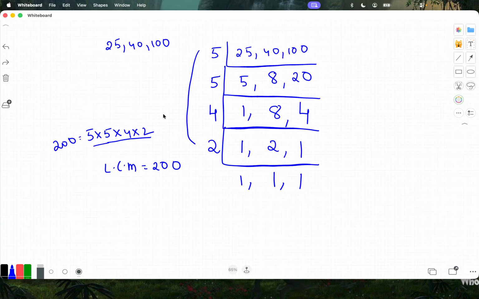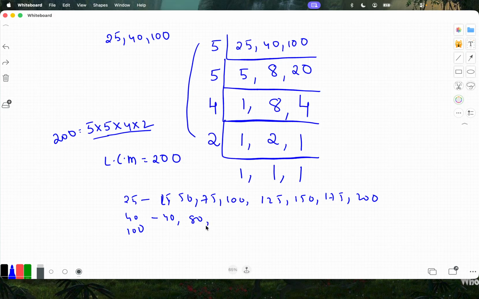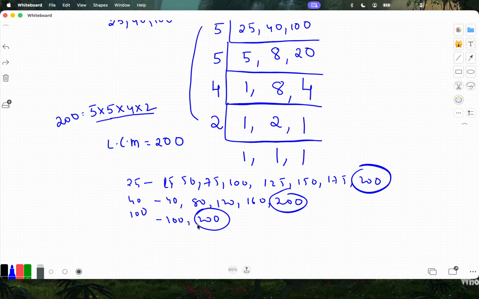This is simple. Instead, if you want to do the other method: 25, 50, 75, 100, 125, 150, 175, 200. Then 40: 40, 80, 120, 160, 200. 100 ones are 100, 100 twos are 200. So here you can see 200 is the lowest common multiple in this method.